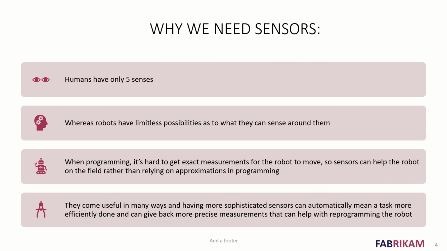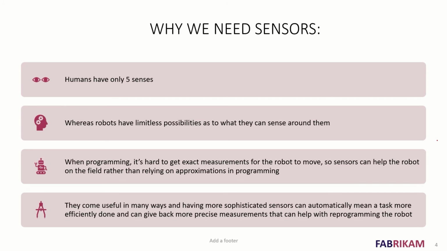When programming, it's hard to get exact measurements for the robot to move, so sensors can help the robot in the field rather than relying on approximations in programming. In regular robotics competitions, you already have a set-out field. But in real-world examples, you don't have a set-out field for your robot. Like on Mars, they plotted out where the robot would be, but they never specifically knew how the robot would move around the terrain.